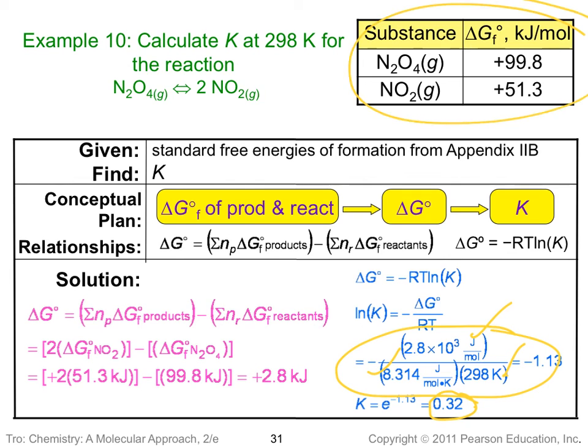First, use this information from the appendix and use this delta G Hess's law version, and you get this 2.8 kilojoules, right? And because this is in joules, you convert it back to joules. You put all this together again, and you get K is equal to 0.32. Remembering that the anti-ln is e to the minus, right?